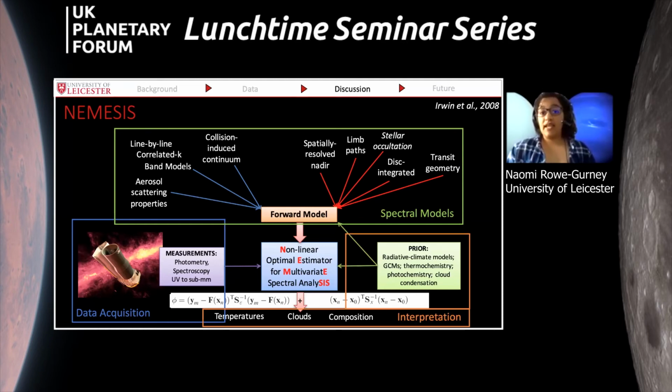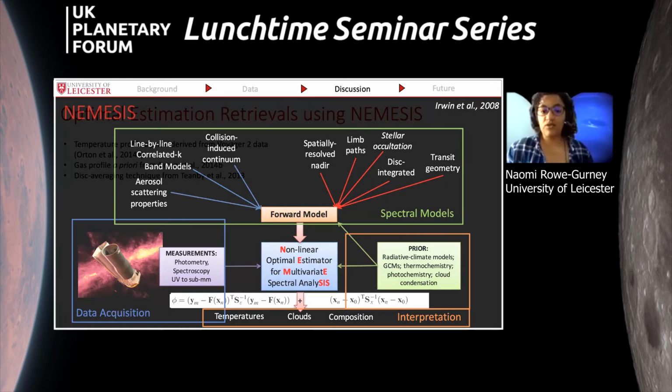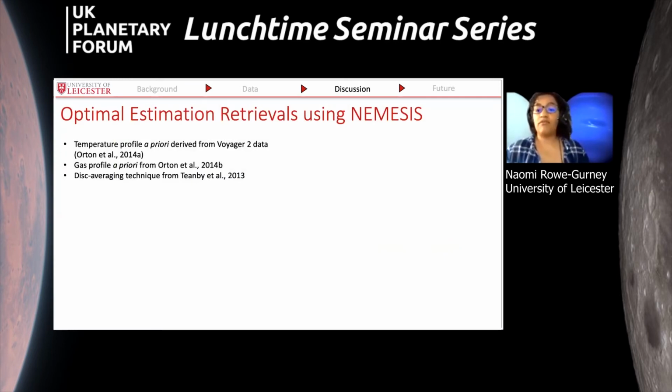Then it iterates over the forward model to get as close to the data as possible in something called a retrieval. And we do that by giving it priors, because we don't want it to be too unrealistic. And those priors that we've decided to use are from the previous investigation by Orton et al. in 2014, but we are allowing them to vary because we're modeling the whole range of the Spitzer spectra for the first time.